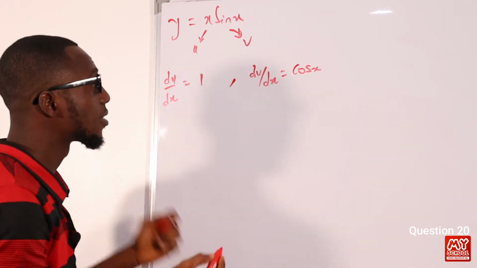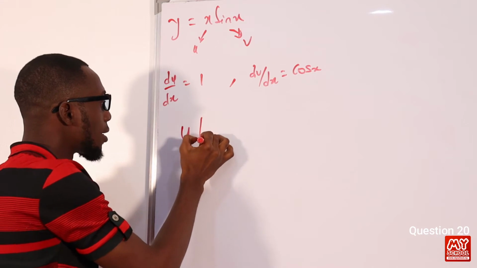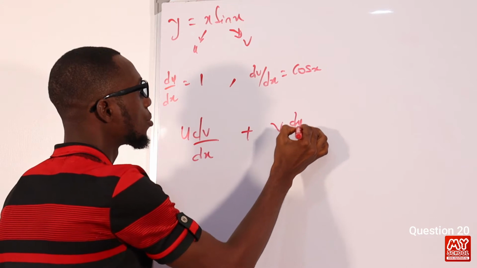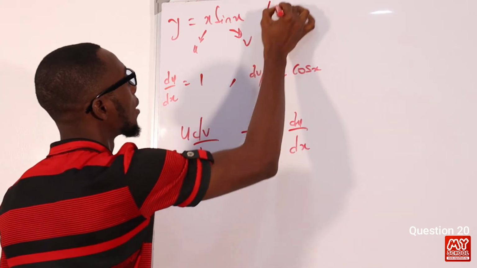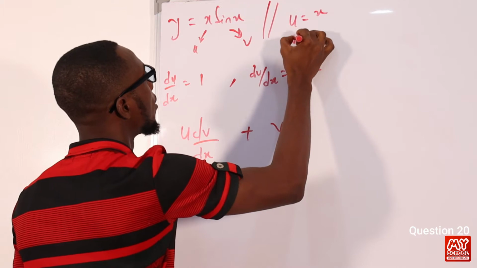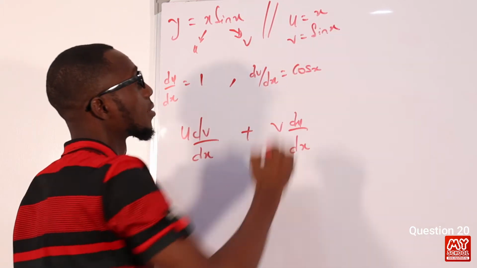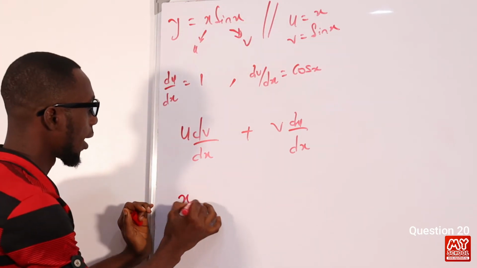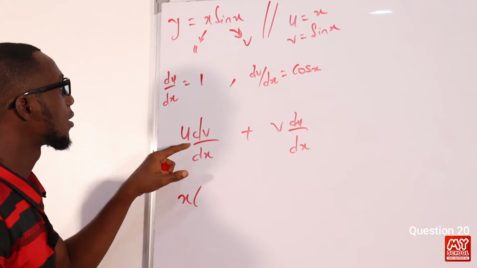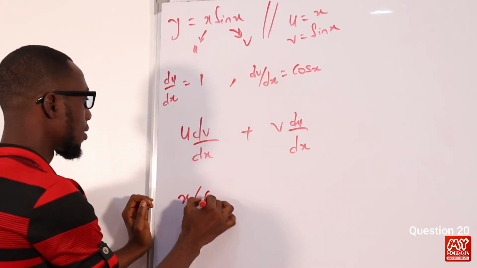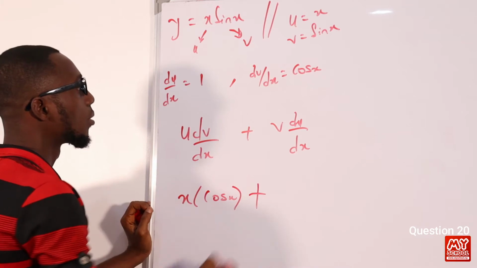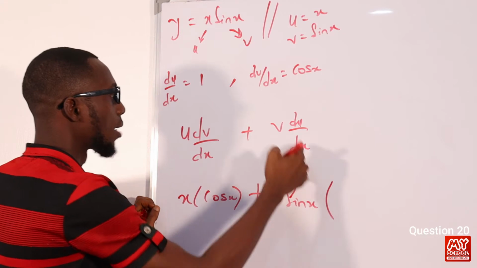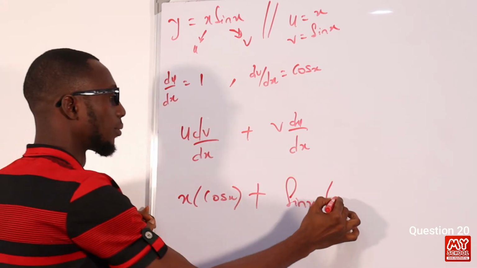We are just going to use this simple formula: u dv dx plus v du dx. Remember I said that your u is x and your v is sine x. So let's slot all of this in. What is u? U is x. What is dv dx? That is cos x. Plus your v, which is sine x, times du dx, that is 1.